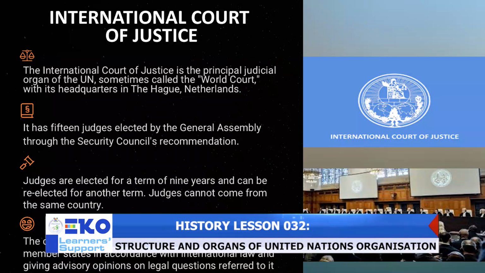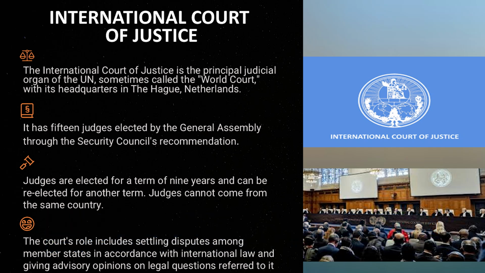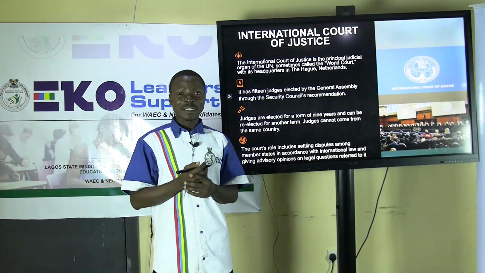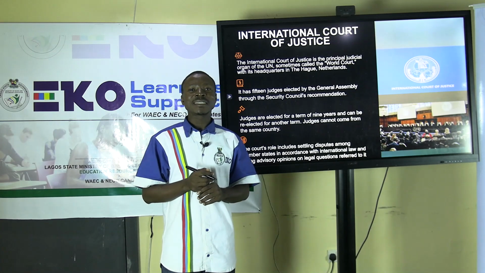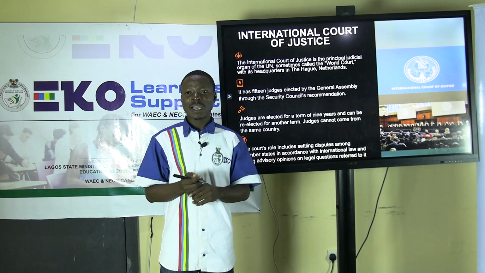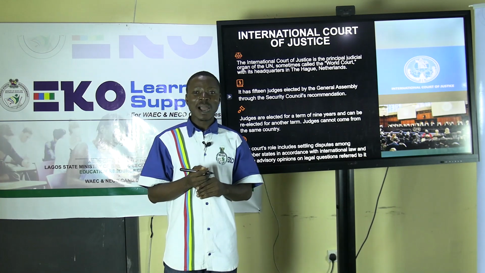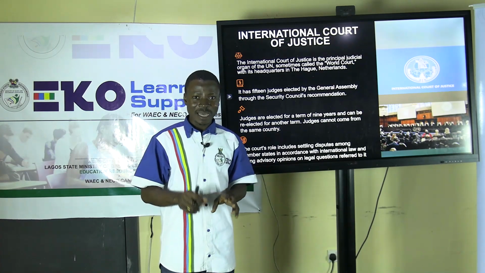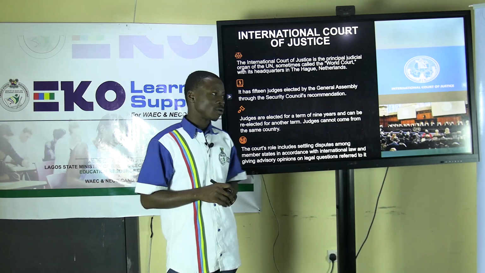Also, the composition of the judges of the Court of Justice. When we are looking at the composition of the judges of the International Court of Justice, the judges are usually comprised of 15 members who are selected from different countries around the world, and no two judges can come from the same country, which means the 15 judges have to be selected from 15 different countries.